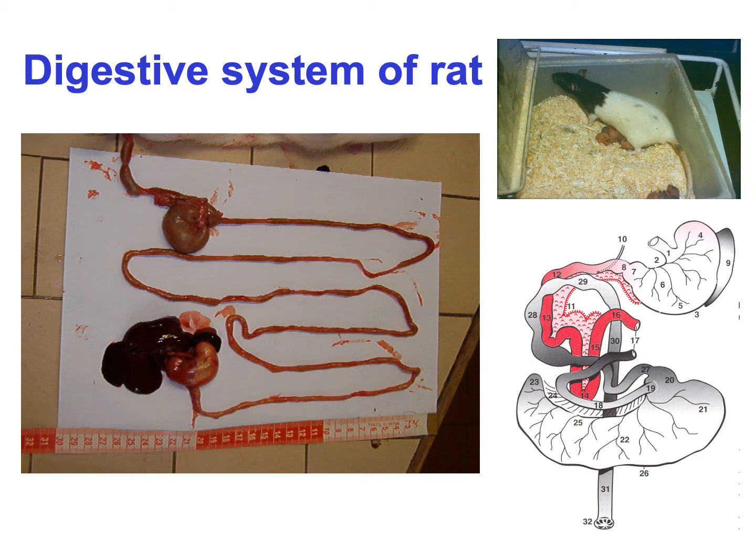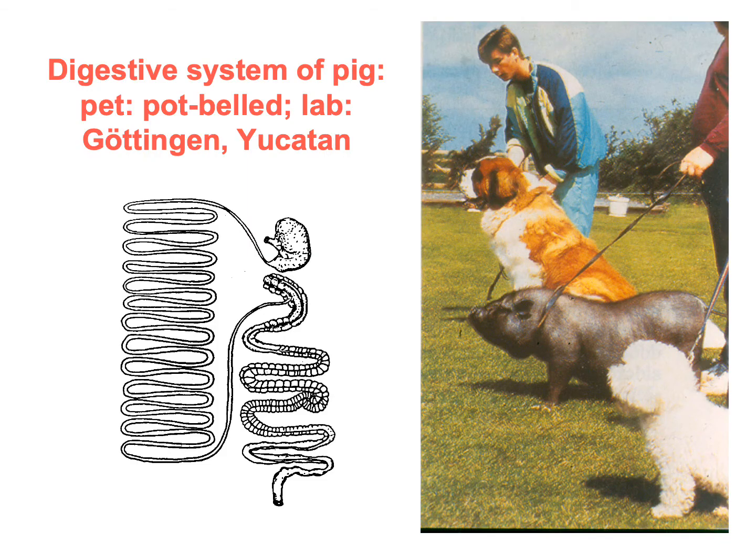This is an absolute omnivore type of digestive system. On the next slide, you can see a mini pig in a dog competition, but this is only as a companion animal. These are pot-bellied mini pigs. But in the laboratory, we use the Göttingen mini pig and the Yucatan mini pig.